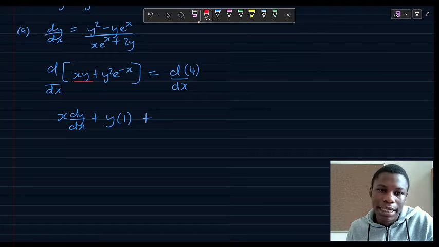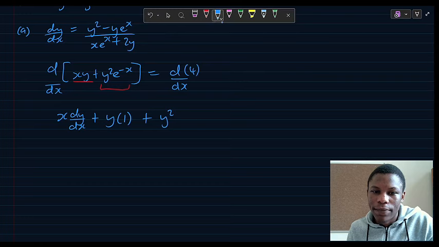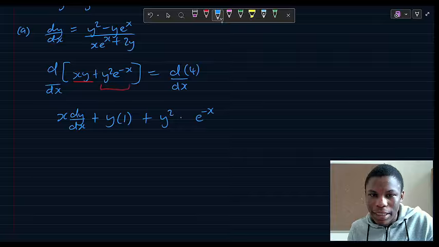Plus, again, we've got a product. So let's start by holding the y squared. Differentiate the e to the negative x. So that's going to be e to the negative x. That's got an inner function, so also differentiate the inner function, which is negative x. So you get a negative 1.